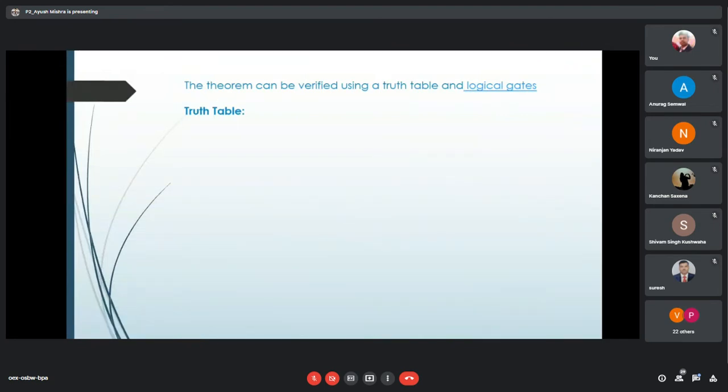Yeah, the theorem can be verified using the truth table and logic gates. Okay, so the truth table is basically one of the most elegant and simplest processes for proving any Boolean expression, as long as it is not very difficult or complicated. You can simplify the expression and verify it using the truth table.